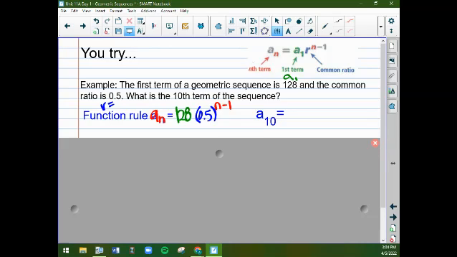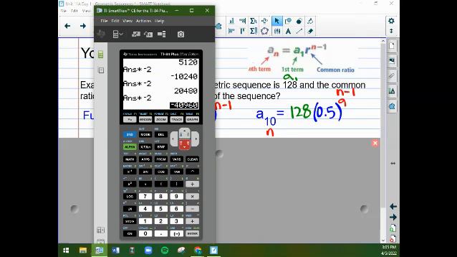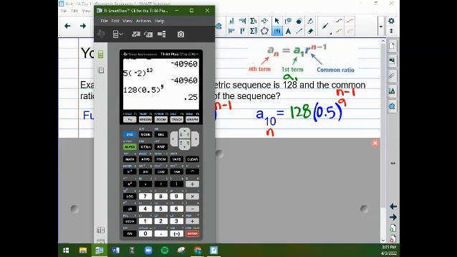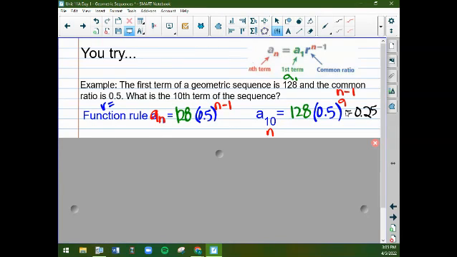So if I wanted to calculate a sub 10, then I would take 1/28 times 0.5, and then my n is 10. So n minus 1 is 9. And let's plug that into our calculator. So I've got 1/28 times 0.5 to the 9th power. And I get 0.25. That's my answer. So that means the 10th term would be 0.25.